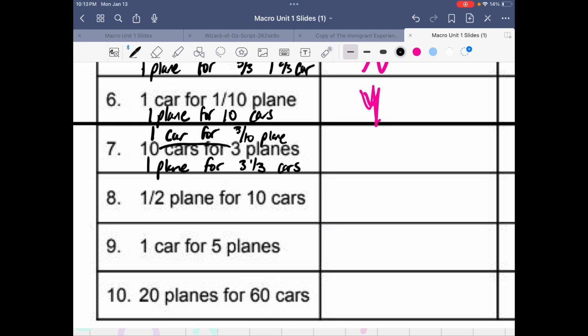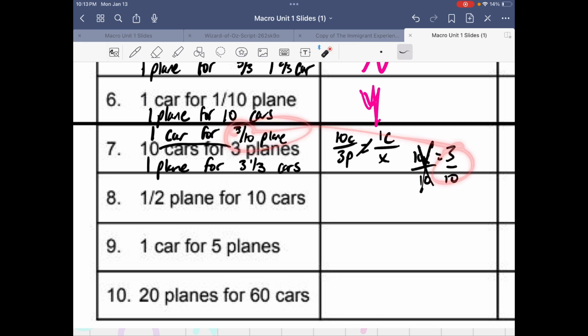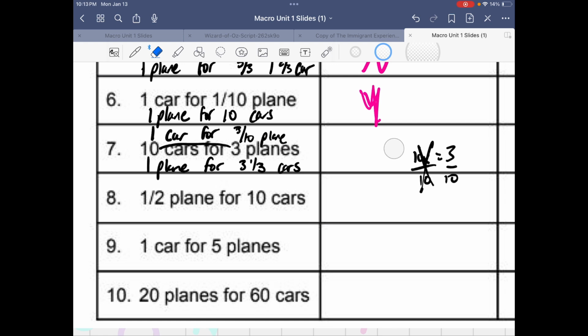Let's say that completely confused you, the OOO thing. You could just say 10 cars for 3 planes. Well, what is 1 car? Fill in x, and you get 10x is equal to 1 times 3, divided by 10, and all of a sudden we have the same answer that we got right here. See how I did that? I'll do the other one real quick, and then I'm going to drop you probably one more hint and leave you to flounder on the next one.